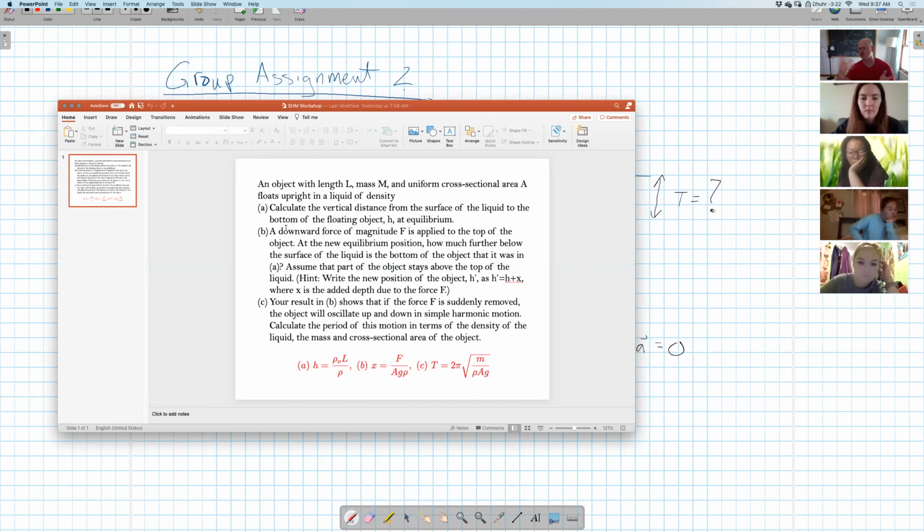So for example, you jump out of the boat. Once you jump out of the boat, the boat is going to accelerate upward, but it's not going to stop. It's going to carry up and then slam back down and then actually undergo harmonic oscillation. And part C is trying to get you to determine what that harmonic oscillation period is. So what's the period of oscillation of this object once we take away that force F?